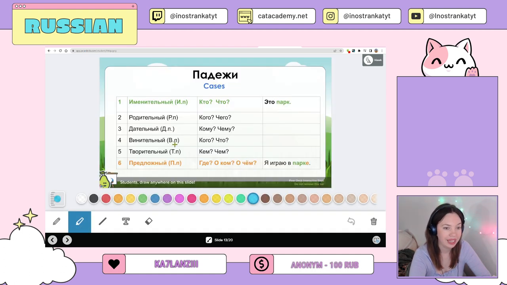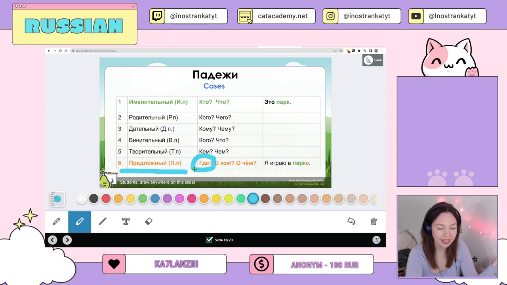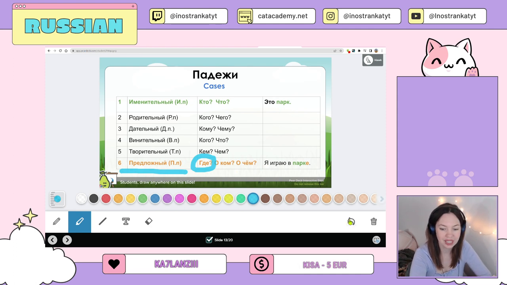Finally, we are getting to our cases. And why did we learn all of these rooms? Because we are going to learn предложный падеж. It's prepositional case that answers the question где, where. So exactly where? In the kitchen, where? In the bedroom, where? In the living room. So we're going to use it.